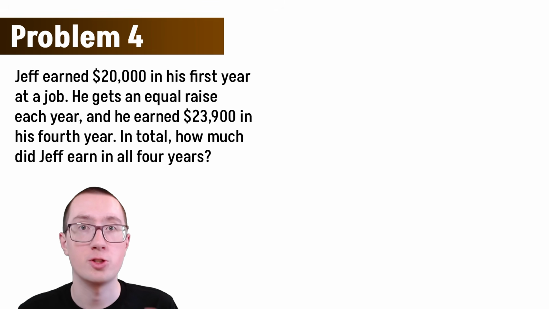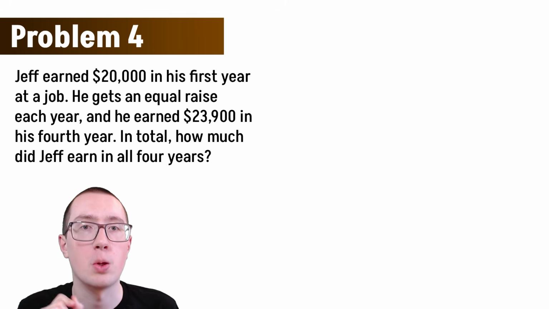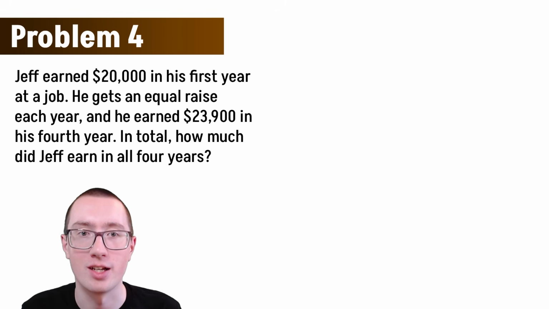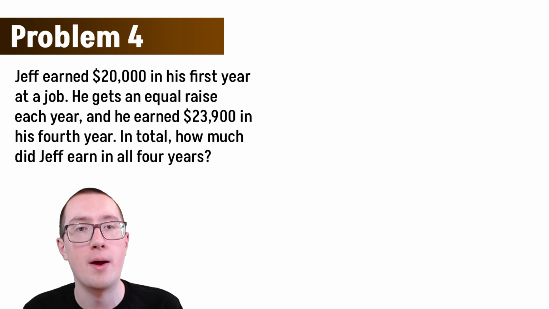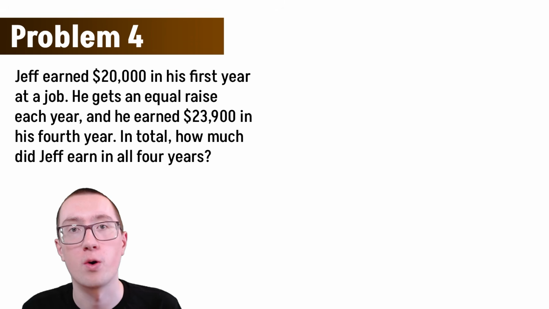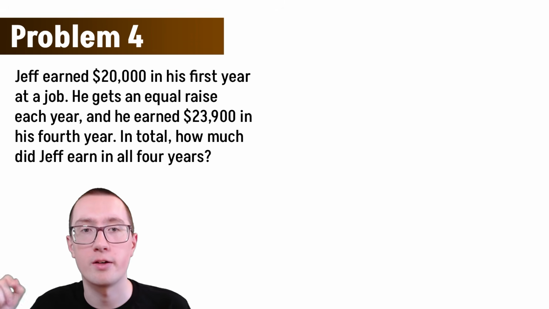So whenever I see a question with a bunch of information, actually the first thing that I do is look down at the last sentence. I know that seems like cheating, but it's just going to throw a bunch of words and stuff at us, and then it's going to ask us a question. The question is, in total, how much did Jeff earn in all 4 years? So that's what I'm looking at first.